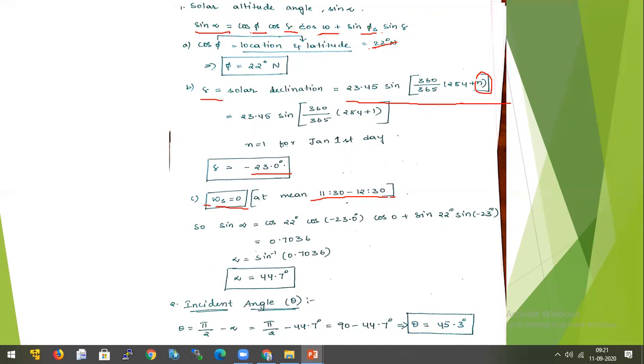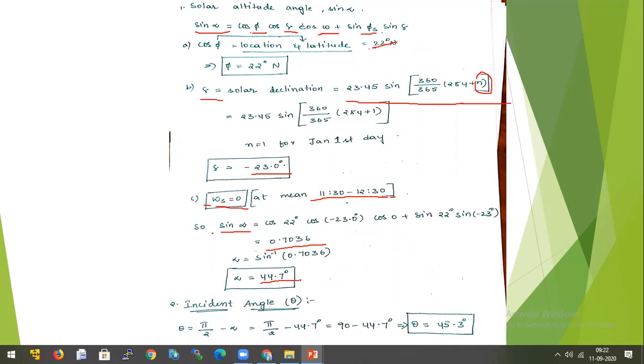So substitute all these values in sine alpha. See here, I am substituting all the values: cos 22, cos minus 23, cos 0 for omega, and sine 22 for phi, sine minus 23 degrees for xi. If I substitute, I get sine alpha equal to 0.7036. From that we can find alpha. Alpha is equal to sine inverse of this answer, so alpha is equal to 47.7 degrees.